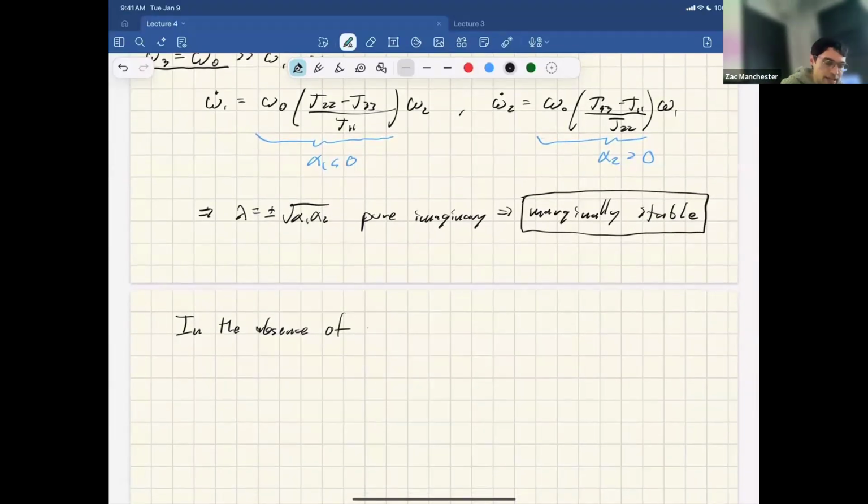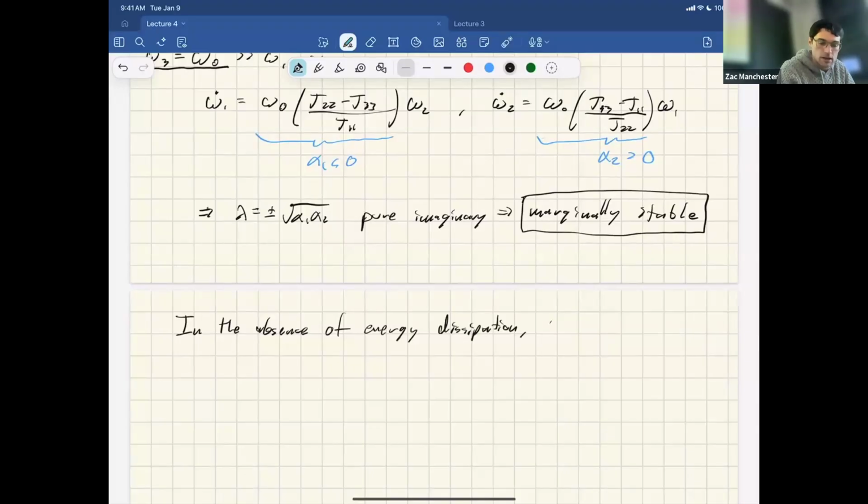Okay, so in the absence of any kind of energy dissipation, other perturbations, flexible modes, et cetera, which is a big caveat, the major and minor axes are marginally stable, we'll say stable, while the intermediate axis is unstable.